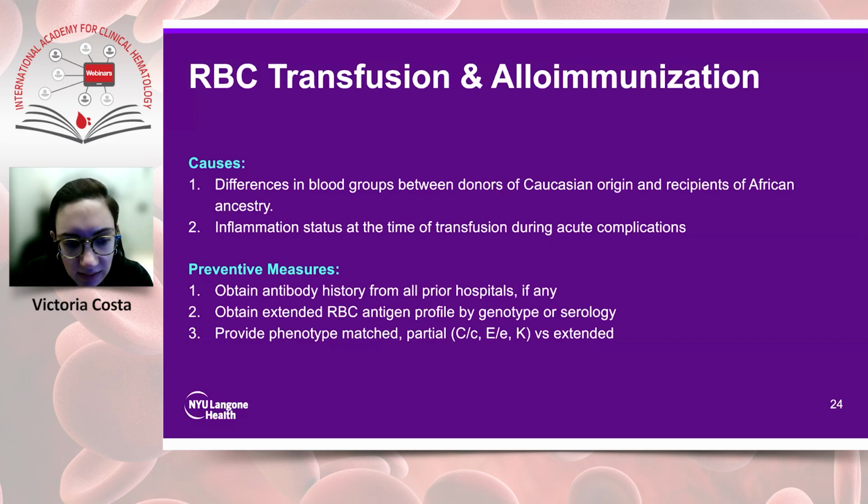Along with that, to obtain extended red blood cell antigen profiling by genotyping or serology. And again, this is to know if they are at risk of making antibodies so we can provide appropriately antigen negative blood. And based on the two of those, to provide the correct antigen negative phenotype matched blood.